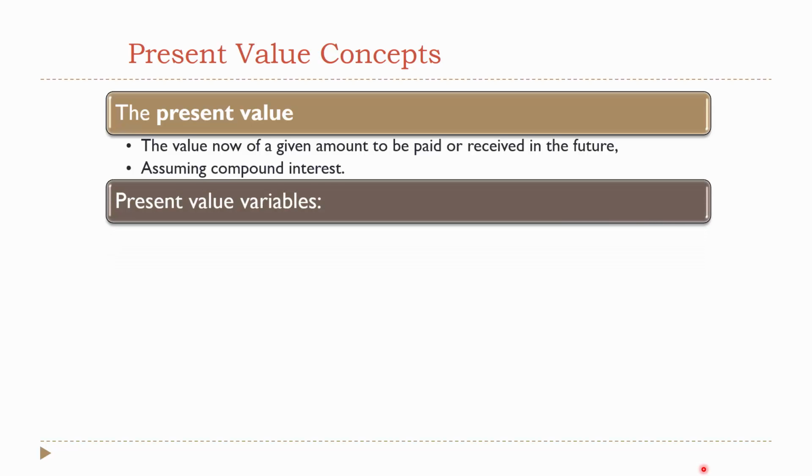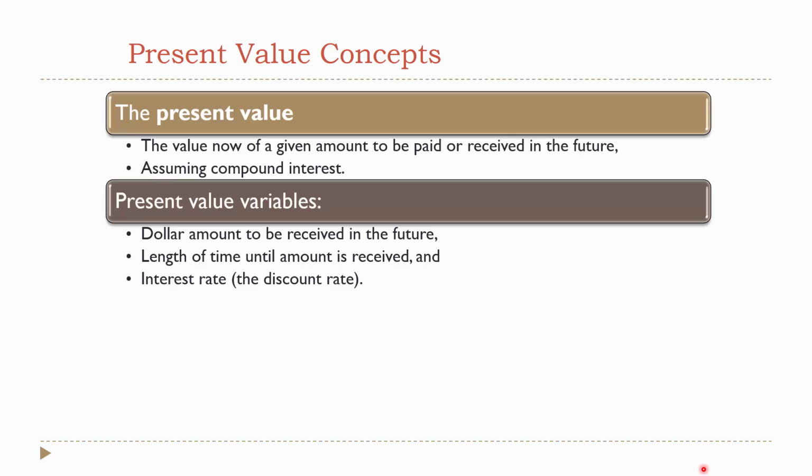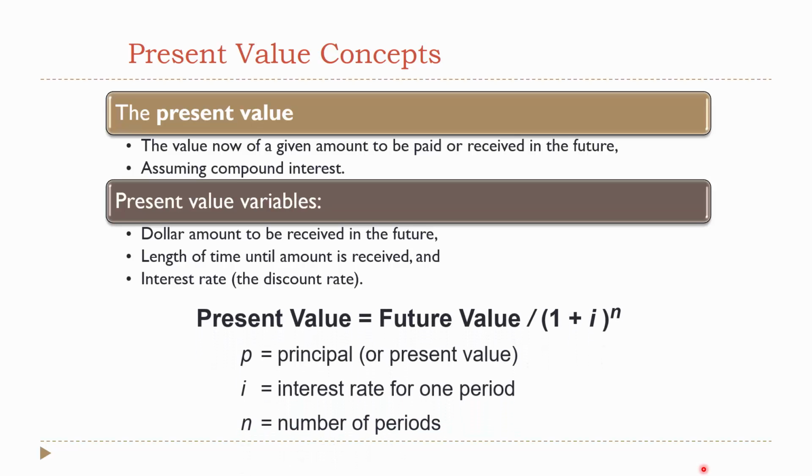So when we're calculating present value, we're looking at what is the dollar amount we're going to receive in the future, what is that length of time, and then what is the interest rate. And when we're talking about present value, a lot of times they call the interest rate the discount rate because you're working backwards in time. And so we're discounting things back. And so our formula then is our present value, the amount that it's worth today, is that future amount divided by 1 plus the interest rate to the power of the number of periods.